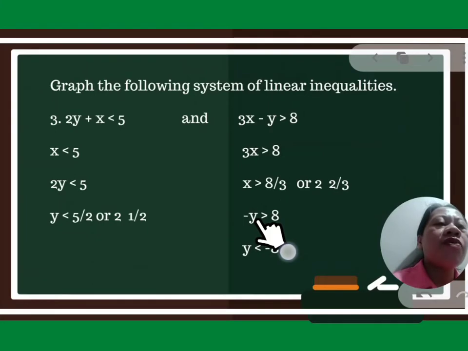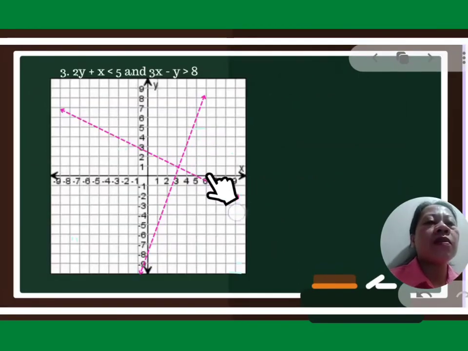Kasi nga, kapag nag-divide tayo both sides of the inequalities by negative number, kailangang baligtarin natin ang inequality symbol. So, imbes na greater than, magiging less than. So, this is the y-intercept. Y is less than negative 8. So, meron na tayong x and y intercept. So, alam na natin saan dadaan sa may x and y axis yung lines. So, we have these two lines here.